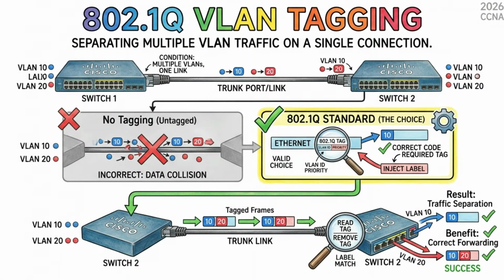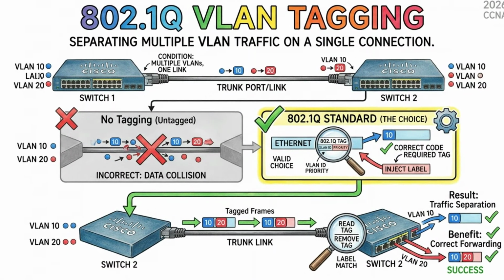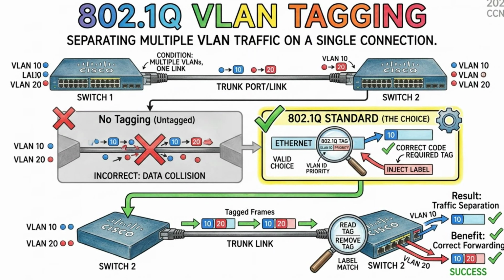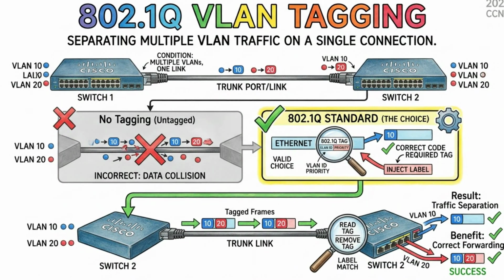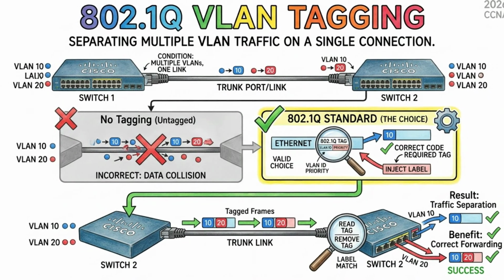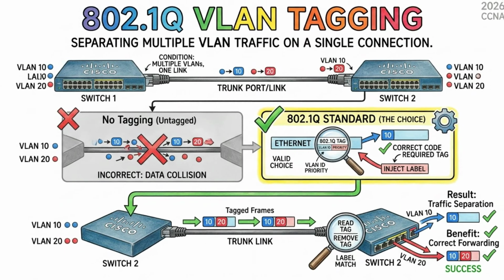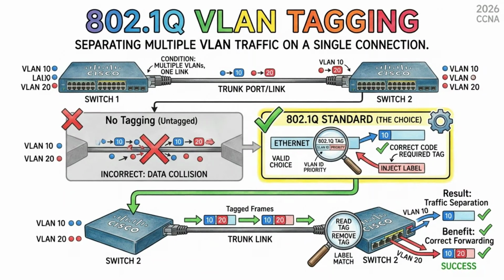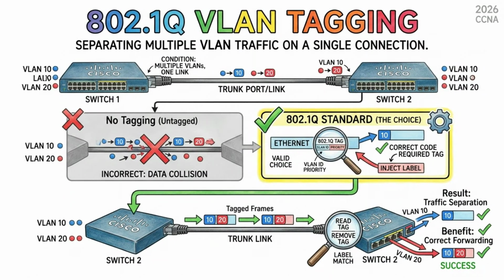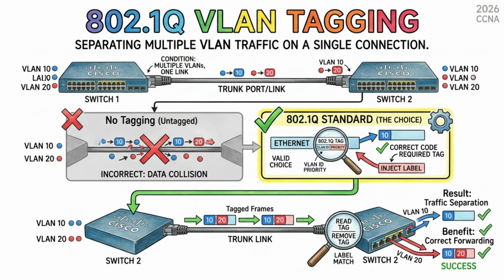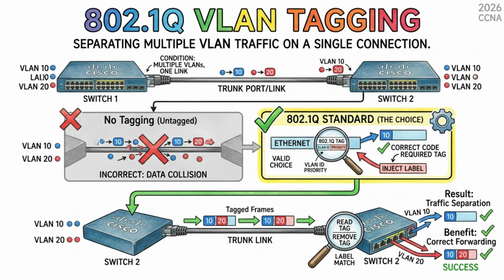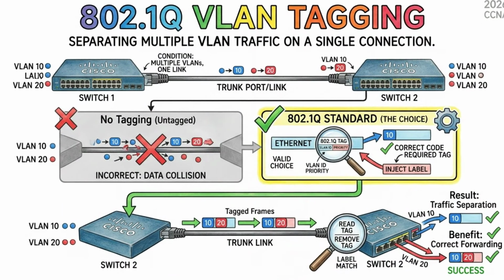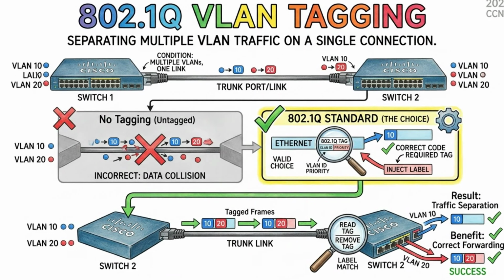To solve this problem, we configure the connection between two switches as a trunk port, which is capable of carrying traffic for dozens of different VLANs simultaneously. To keep the traffic separated while it travels across this shared cable, the sending switch injects a tiny digital label into the Ethernet frame, a process governed by the 802.1Q standard. This specialized label tells the receiving switch exactly which VLAN the data belongs to, allowing it to correctly forward the traffic to the appropriate access ports on the other side. You will absolutely need to know the 802.1Q tagging standard for the exam, as it is the universal method used to manage trunk links across modern enterprise networks.